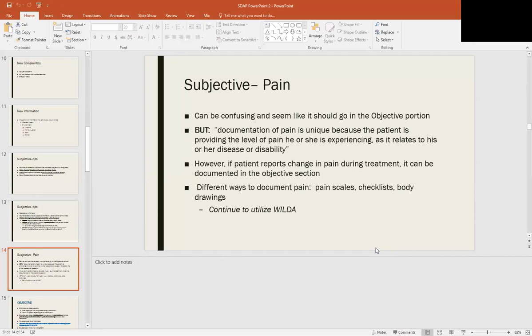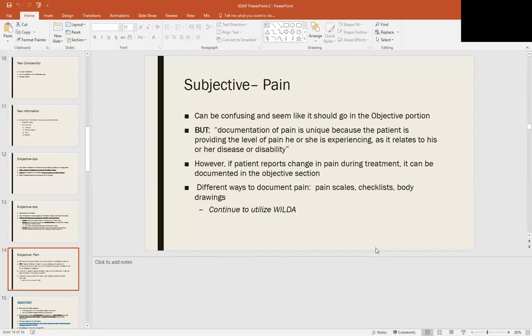If you wanted to include that information on the subjective portion with patient reported their pain at a 5 out of 10 when they first came into treatment today, and then it decreased to a 3 out of 10 following treatments, that would be okay to go on the subjective, but you need to for sure have what they're first telling you about their pain in the subjective part of the note.